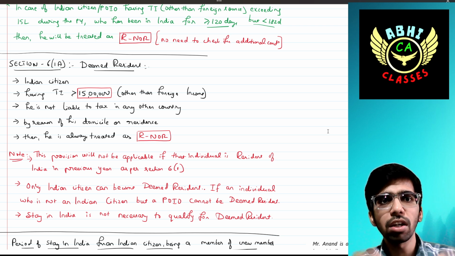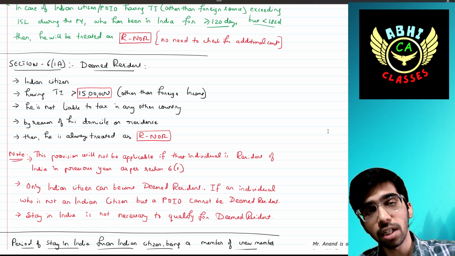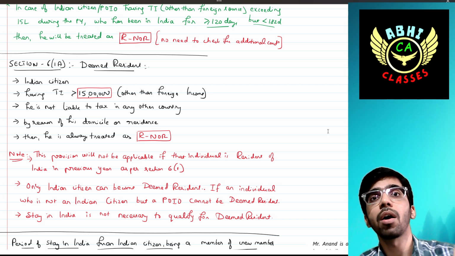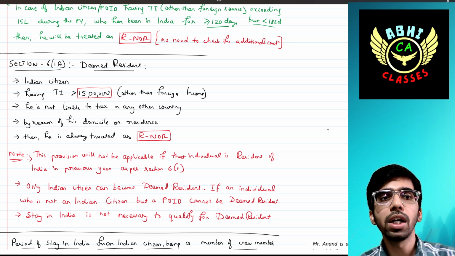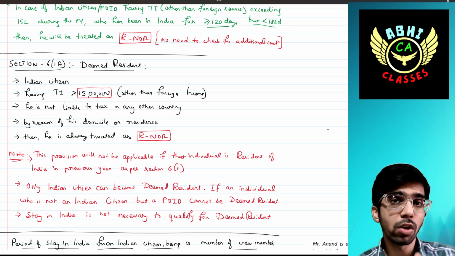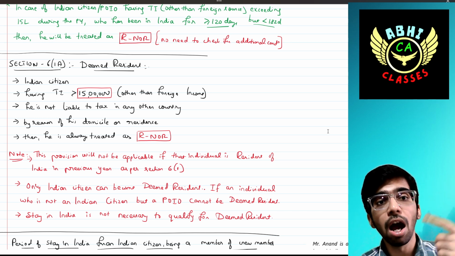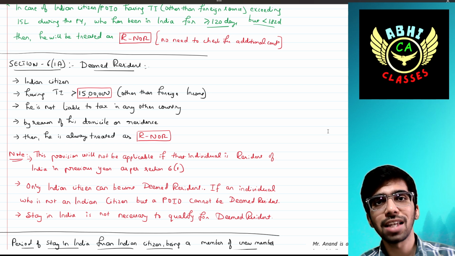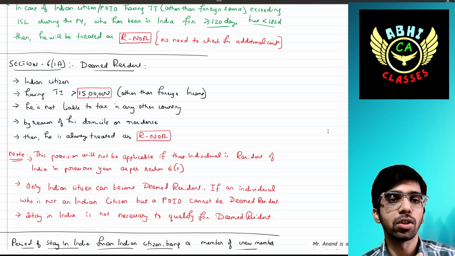Let me again count the difference between the above condition and this condition. The above condition is applicable to an Indian citizen and also to a person of Indian origin. But this deemed resident concept is applicable only in the case of an Indian citizen having total income of 15 lakh or more and not liable to tax in any other country, and then he is treated as RNOR. This might be a question for your MCQ purpose also.